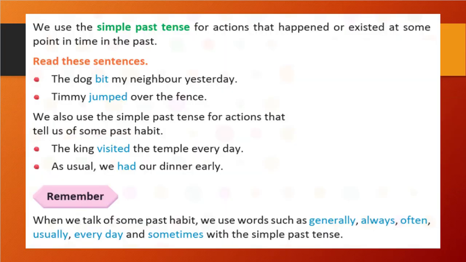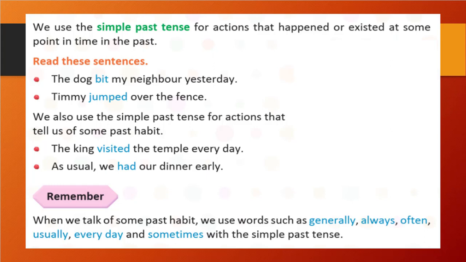So here we use the simple past tense for action that happened or existed at some point in time in the past. Correct? In the simple present tense, it is happening now, so we use the simple present tense. In the present tense, point in time in the present. And for simple past, point in time in the past. That time we will use simple past tense.